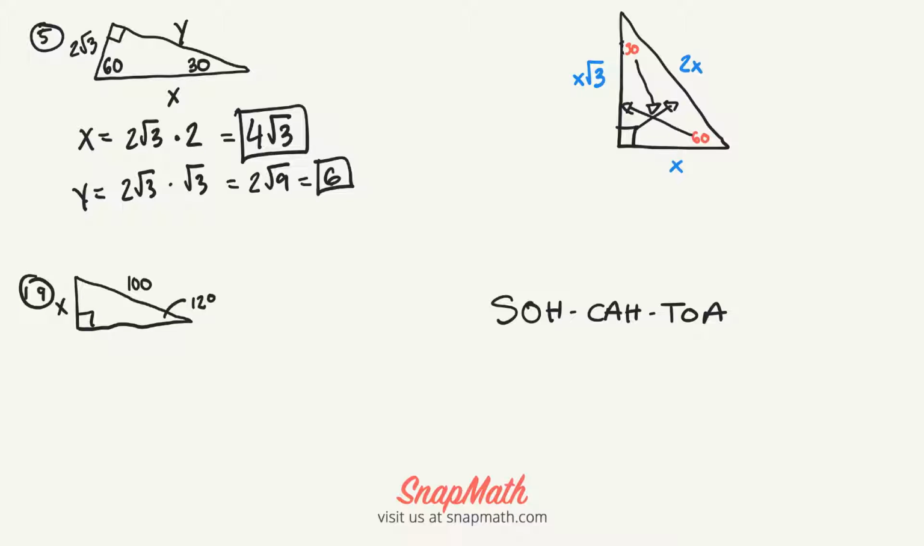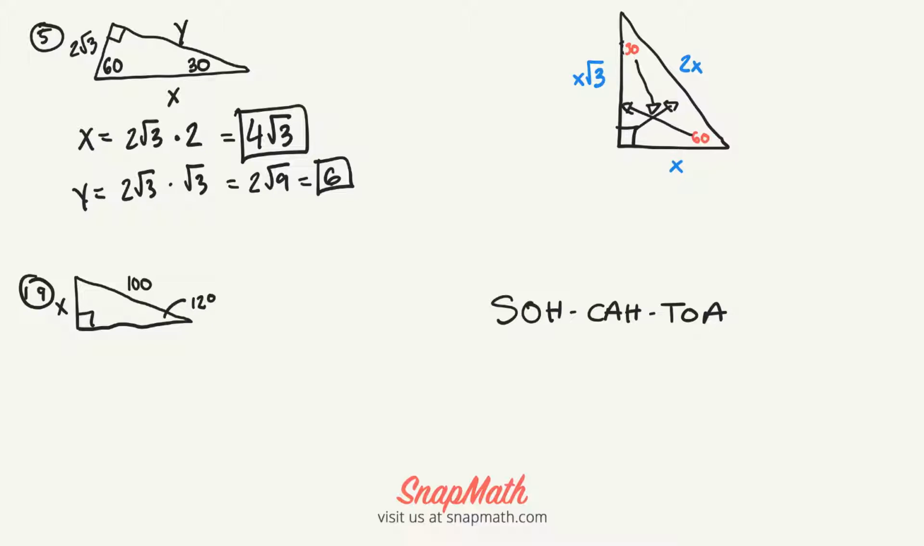All right, the second one is using trig functions. So I'm sure you were taught SOH-CAH-TOA. Sine is opposite over hypotenuse, cosine is adjacent over hypotenuse, and tangent is opposite over adjacent.